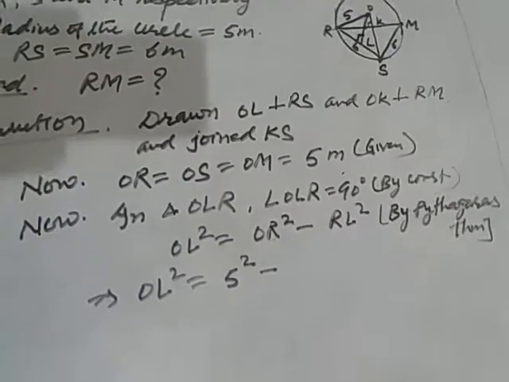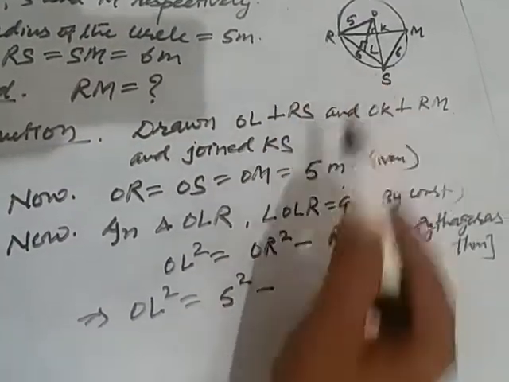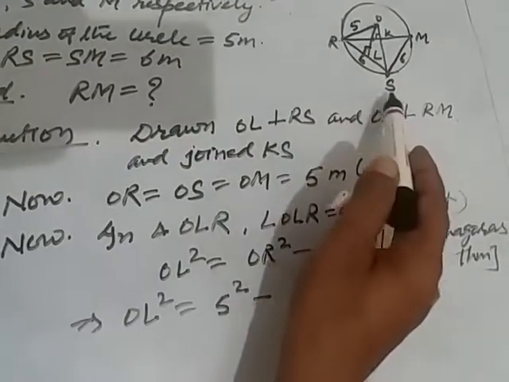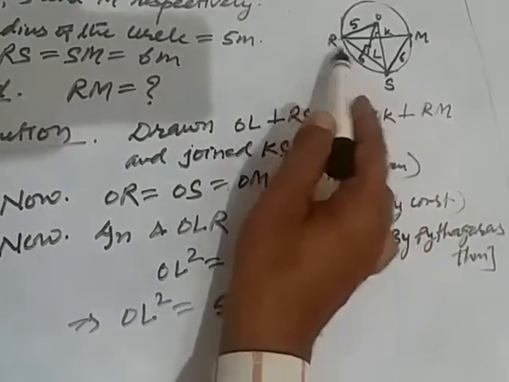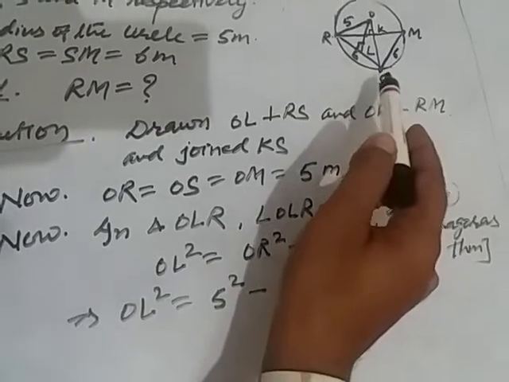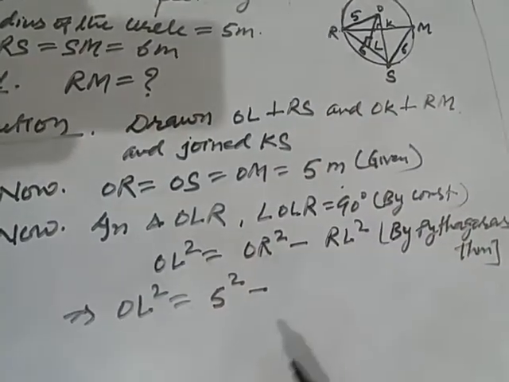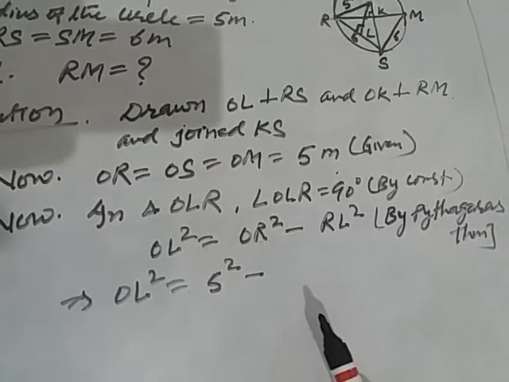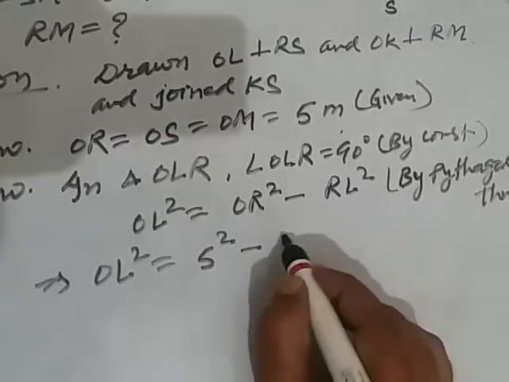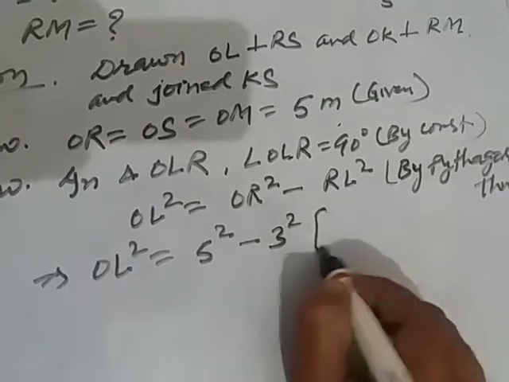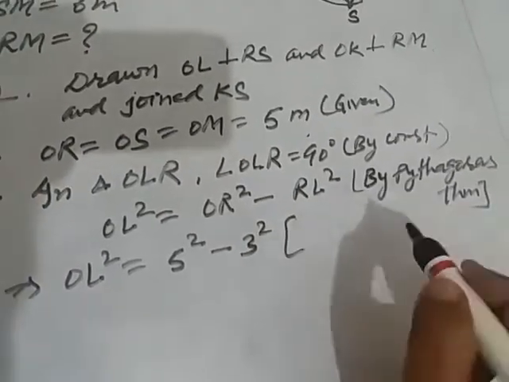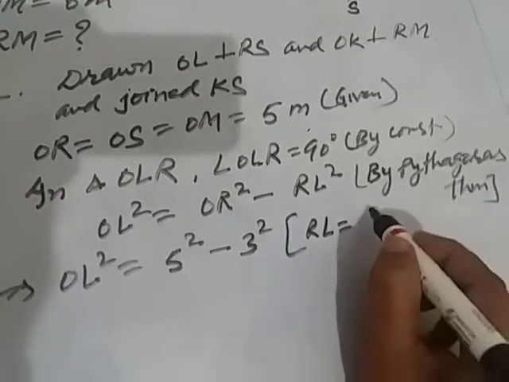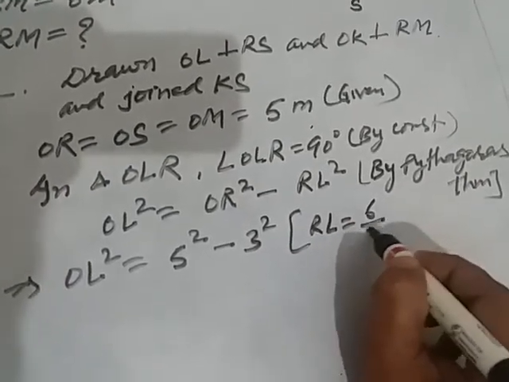See children, look at here. RS is given to be 6. Am I right? So RL will be half of 6 because perpendicular from the center to the chord bisects the chord. Okay. So RL here we will write 3 square. Why? Here see RL equal to 6 upon 2.